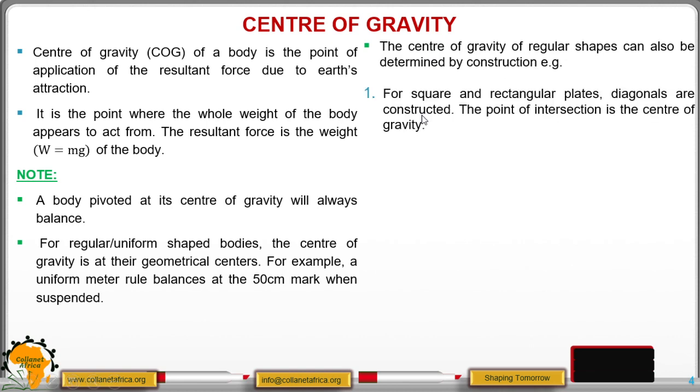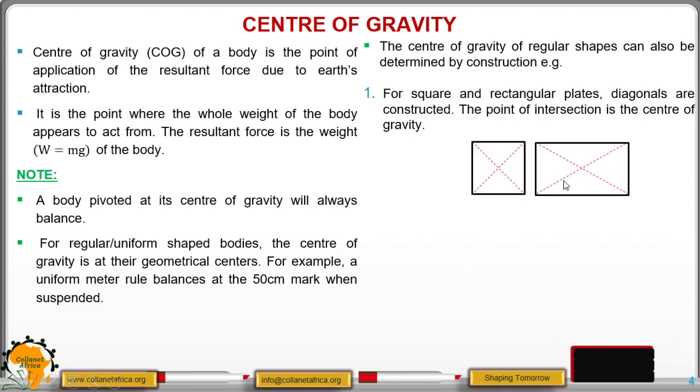Let us look at some of the shapes and their centers of gravity. Of course, they are regular, meaning that they have a definite shape. We will start with the square and the rectangular plates. Here we construct the diagonals, and the point of intersection of the two diagonals represents the center of gravity of this object. So it is this point here.